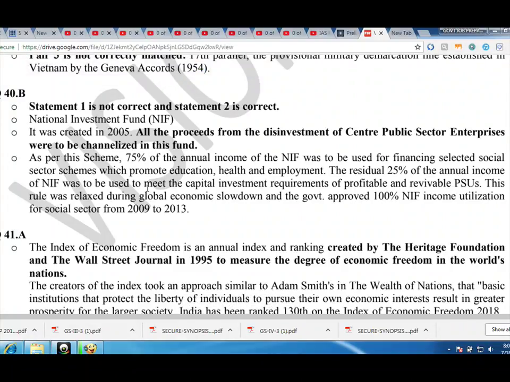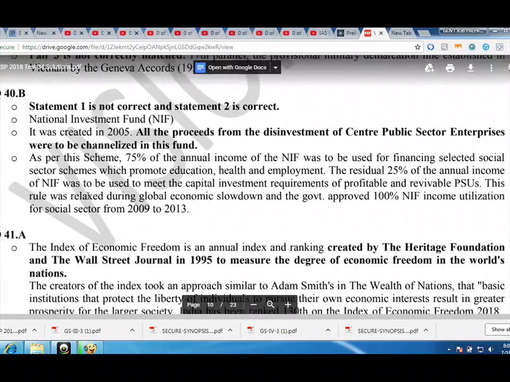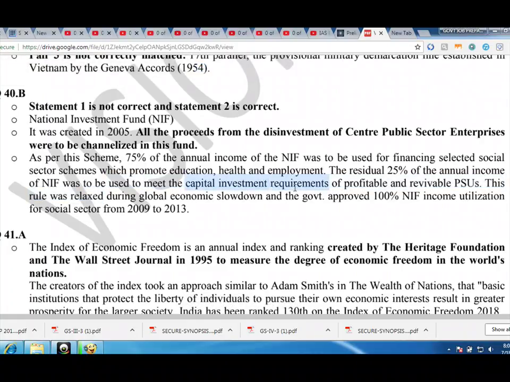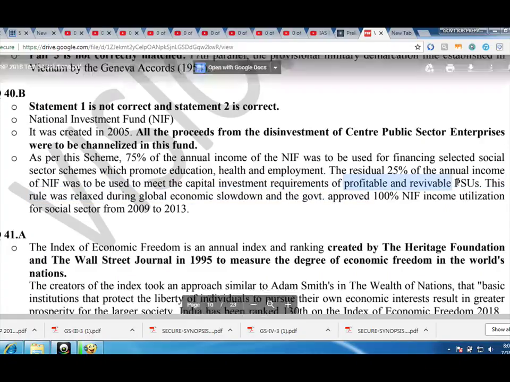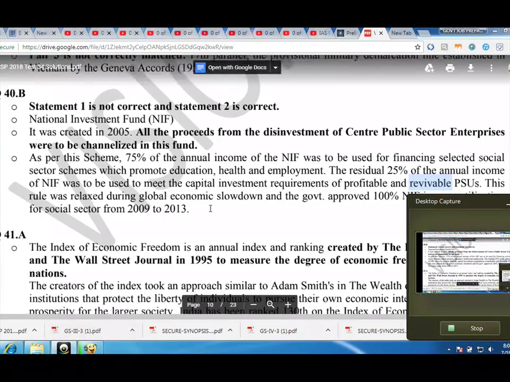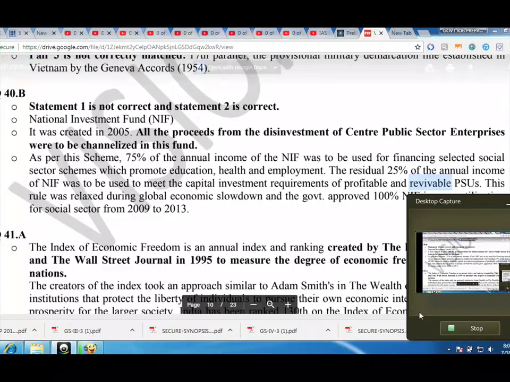So as per this scheme, 75% of the annual income of the NIF was to be used for financing selected social sector schemes which promote education, health and employment. The residual 25% of the annual income of NIF was to be used to meet the capital investment requirements of profitable and revivable PSUs. This rule was relaxed during the global economic slowdown and the government approved 100% NIF income utilization.